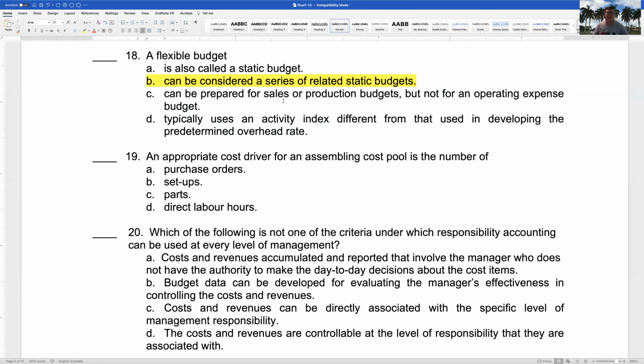So it can be considered as a series of related static budgets because these activity levels are in increments, right? You can consider that as a series of static budgets at different activity levels.